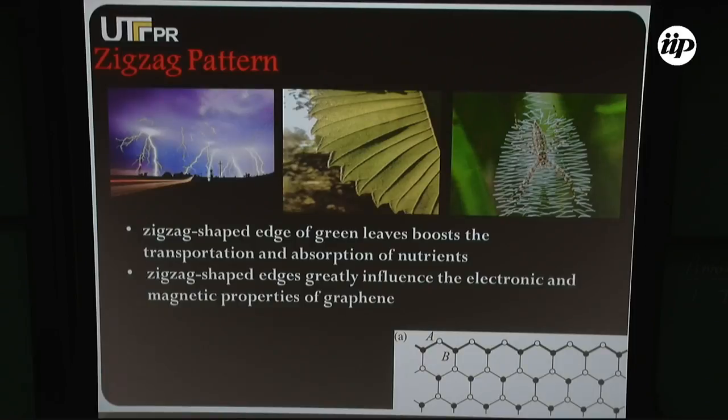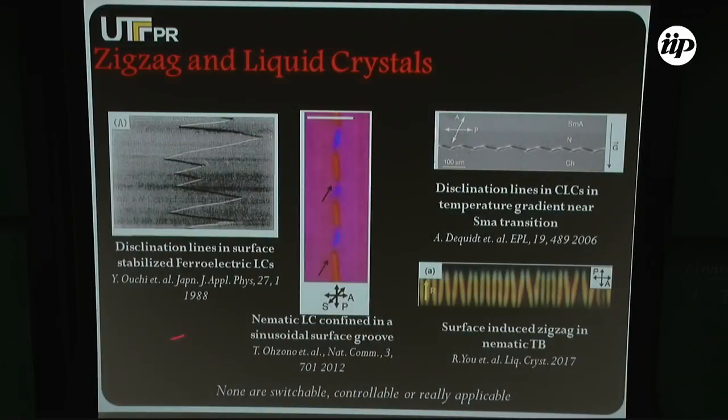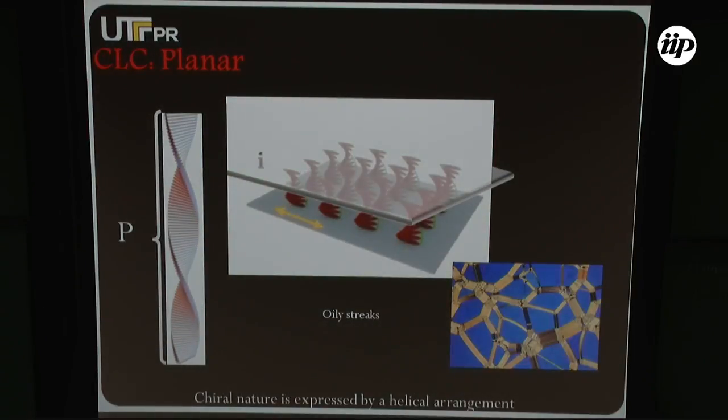And if you look around in nature, you find a lot of these zigzag patterns, like in leaves or spider webs or even graphene, and all have different properties. So if you look in liquid crystals, there are some reports of zigzag patterns, like in smectics, ferroelectric smectics, or nematic over sinusoidal grooves, and you can look this up. But none of those are controllable, switchable, or have any application. So we design.